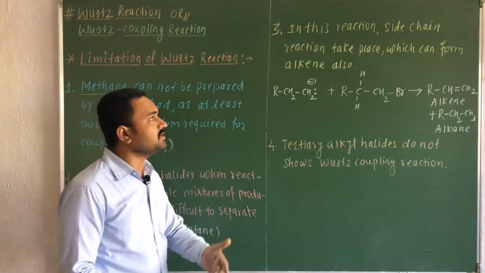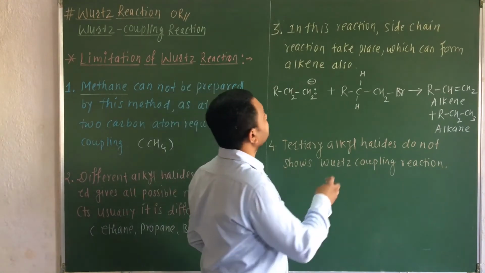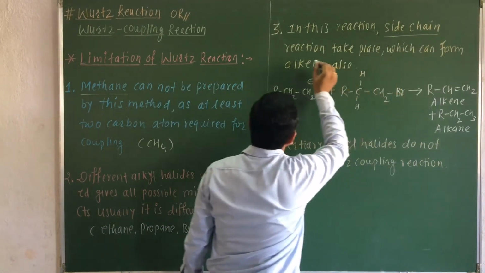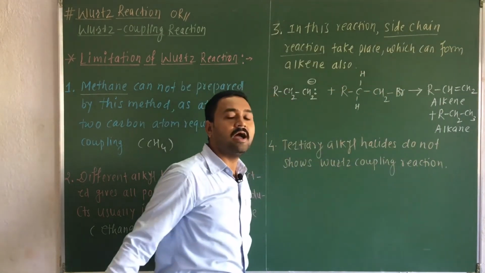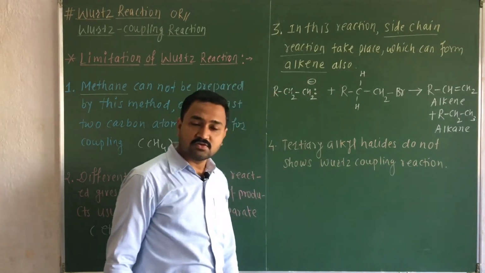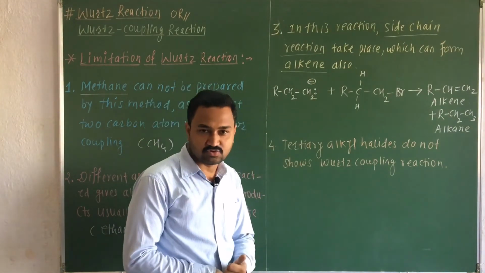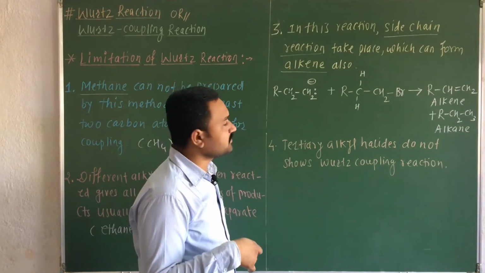Now the third limitation, if we consider, in this reaction there is a side chain reaction. This side reaction leads to the formation of alkene also. That means we are not getting only alkanes here, but we can get alkenes also. Now how does it take place?